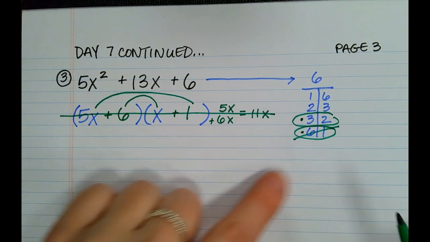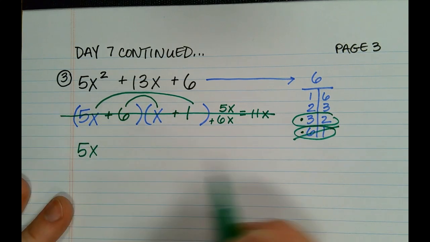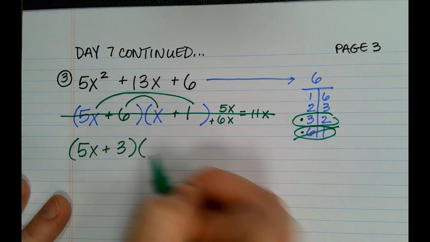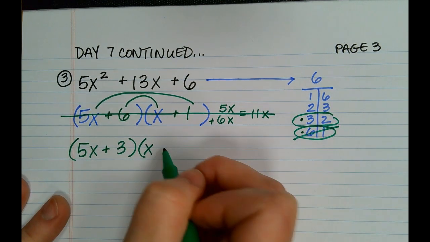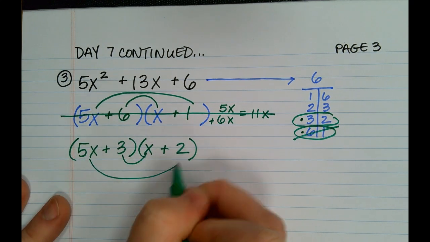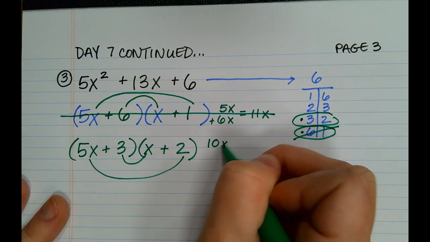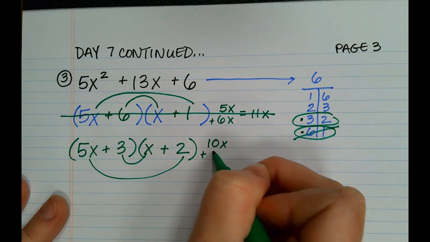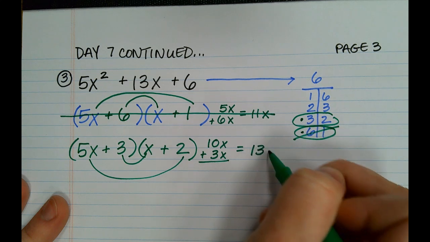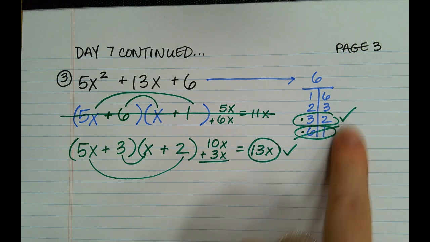I know that one didn't work. I'm going to cross it off. Let's try this one now. Oh, let's see. I bet you might be right. So 5x plus 3 and x plus 2. So I'm going to rainbow it. 5x times 2, 10x, and 3 times x. That gives me 13x. So, that one's right.